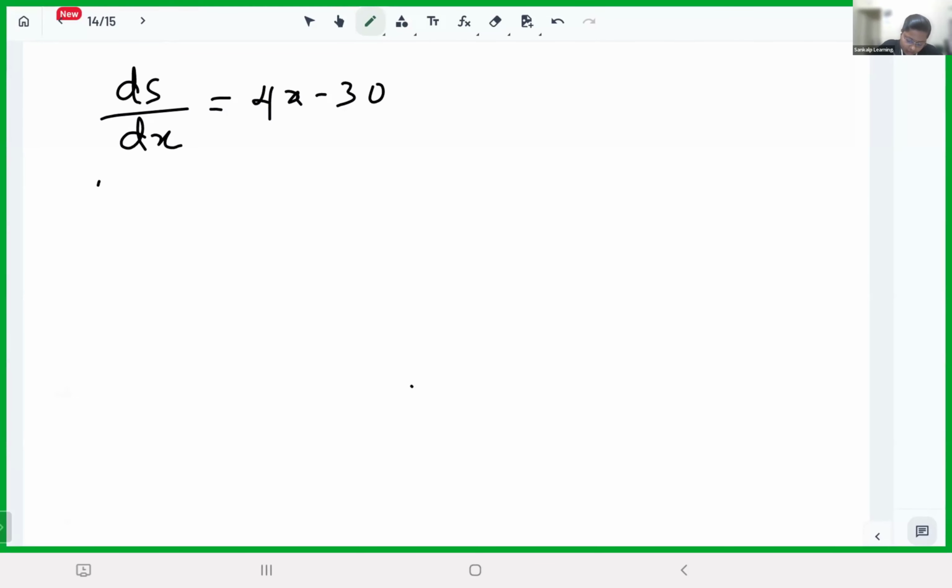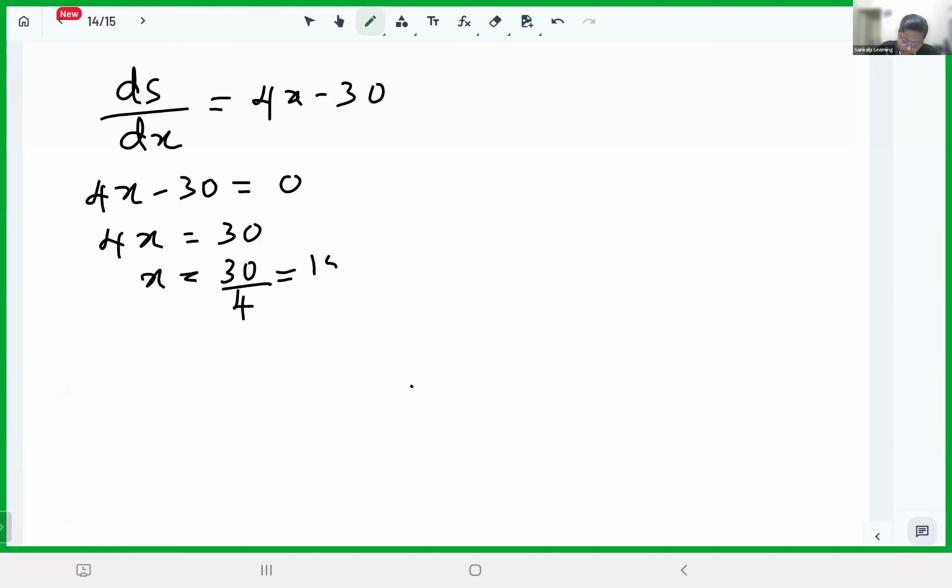So you put this one equal to 0, 4x minus 30 equal to 0, in order to find out the critical point, right? So 4x is equal to 30, which means x is equal to 30 by 4, that is equal to 15 by 2. So x is equal to 15 by 2.